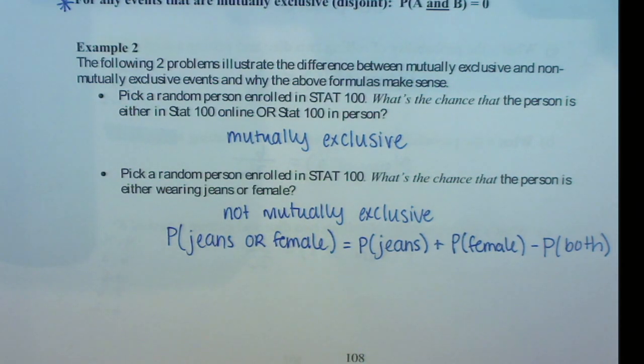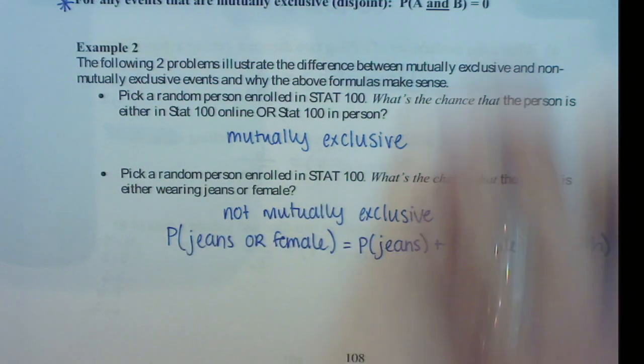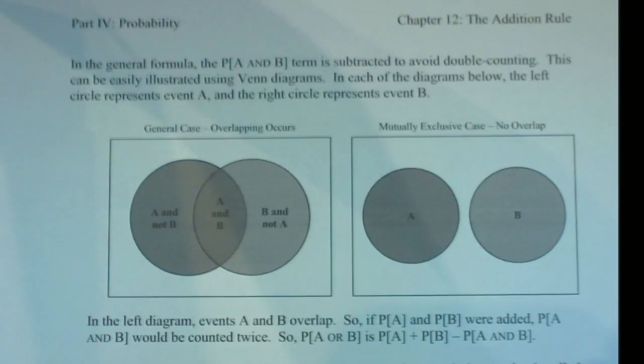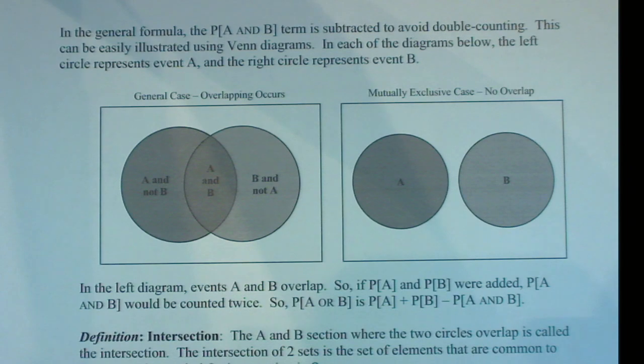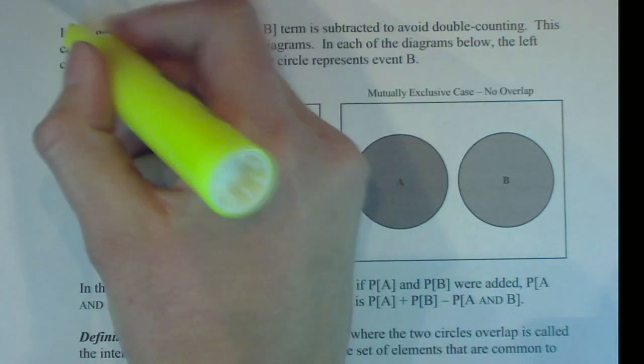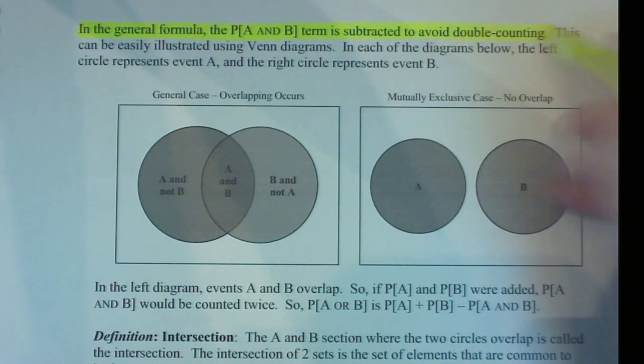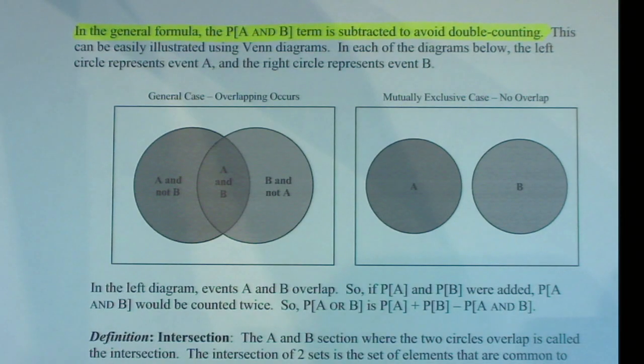Okay, those examples don't have any numbers. I want to do an actual example with some numbers that you would see. So on the next page, we can see at the top, a lot of times people show Venn diagrams when looking at the addition rule. It says, in general, the probability of both is subtracted to avoid double counting.